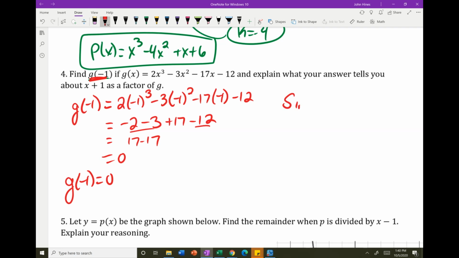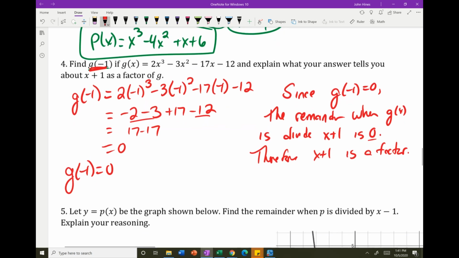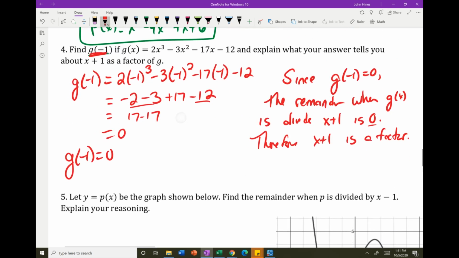So since g of negative 1 equals 0, the remainder, when g of x is divided by x plus 1, is 0. Therefore, x plus 1 is a factor. How do I become a factor? I'm a factor if the remainder is equal to 0. In this case, it was. How do I tell if something's a factor? There needs to be a remainder of 0.